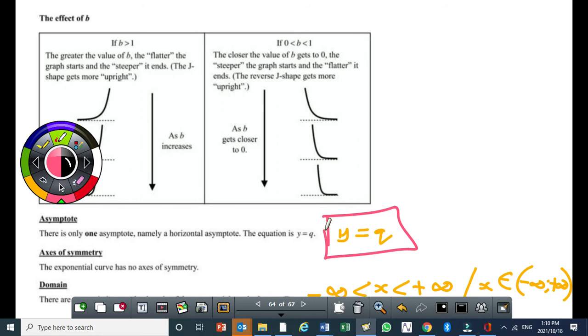Okay? What you were taught last year with regard to the exponential function hasn't changed. The only thing that's changed is that in grade 11 we can shift it horizontally. That's all. But the equation of the asymptote that you were taught last year was this: y equal to q. It won't change.